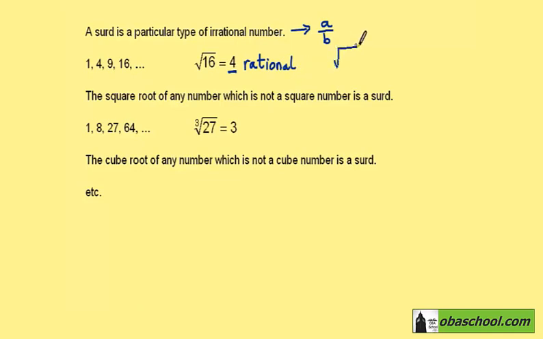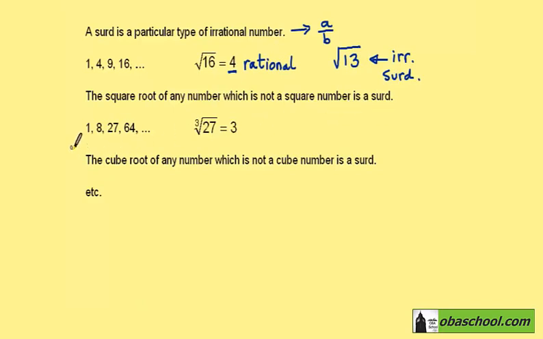However, if we take the square root of a number which is not a square number, this is an irrational number, and this particular type of irrational number is called a surd. The square root of any number which is not a square number is a surd.